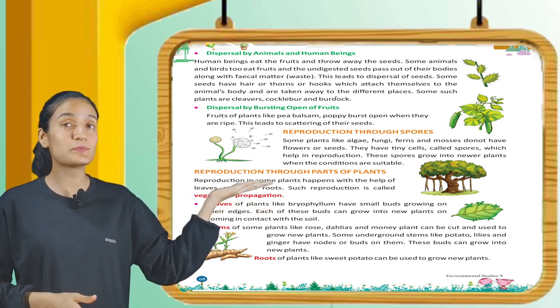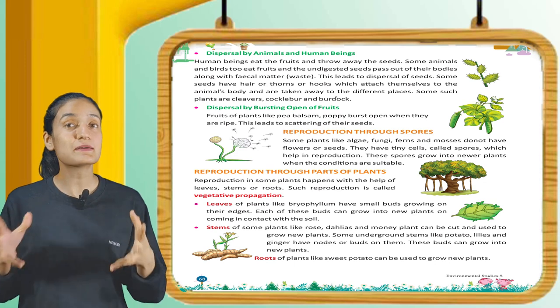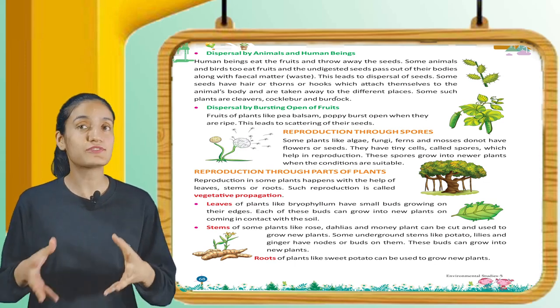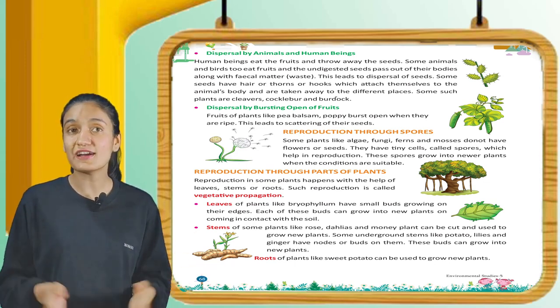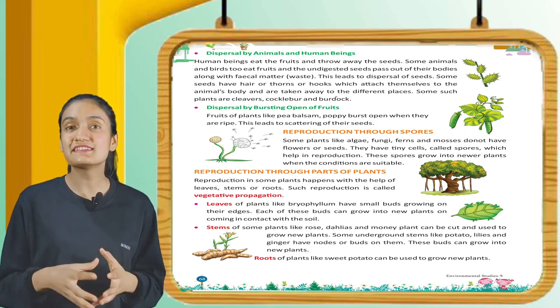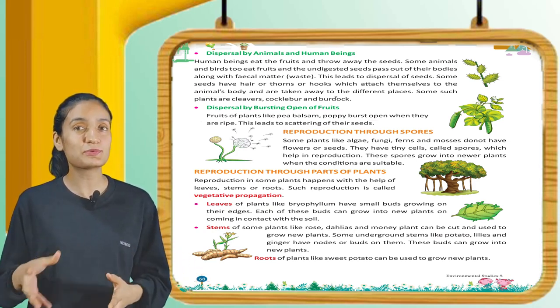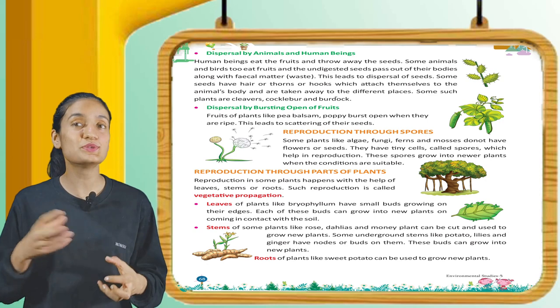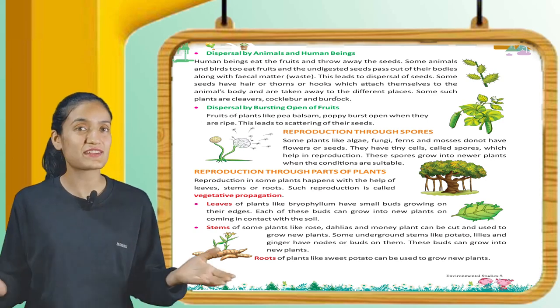Now, let's begin reproduction through spores. Some plants like algae, fungi, ferns and mosses do not have flowers or seeds. They have tiny cells called spores which help in reproduction. These spores grow into newer plants when the conditions are suitable.